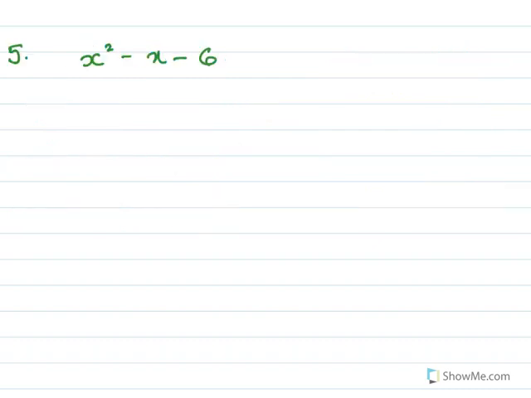Now for the fifth one, x square minus x minus 6. Now if you notice here, we should split the minus 1. So the sum should be minus 1, and your product should be the first and the last term. So there is 1 here and minus 6. So 1 into minus 6 is minus 6.